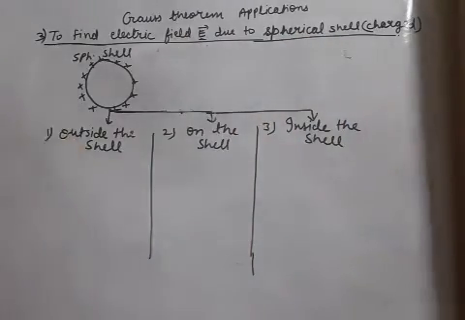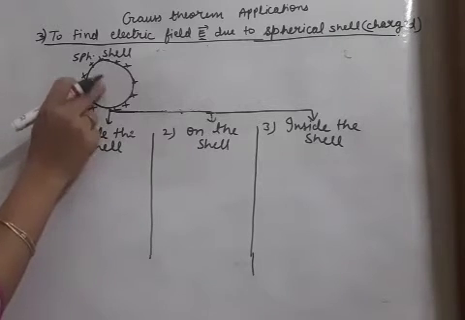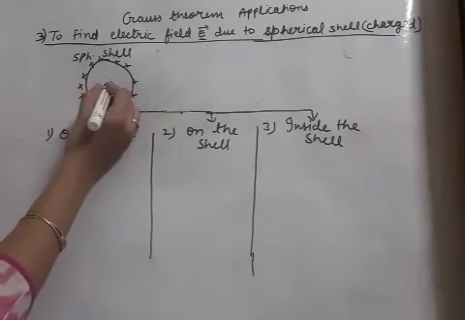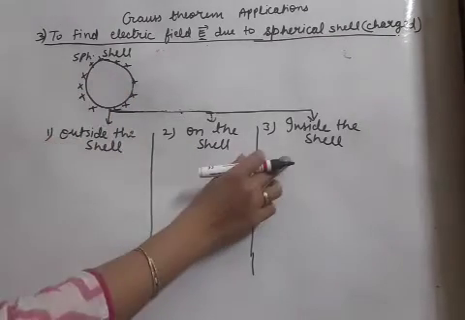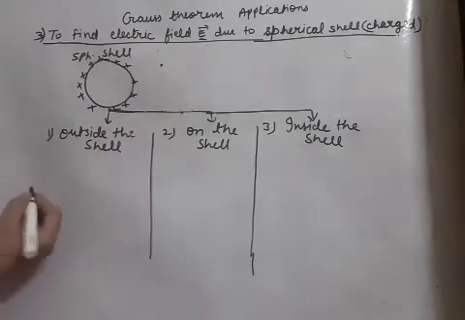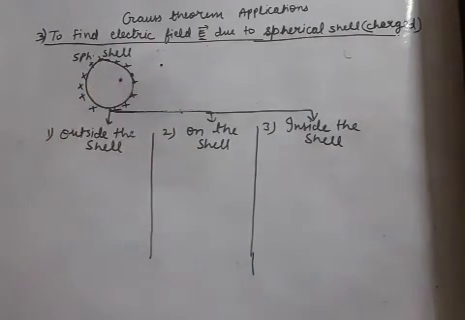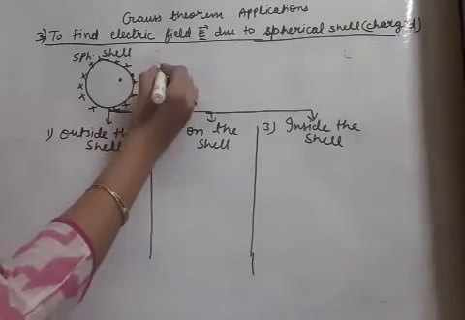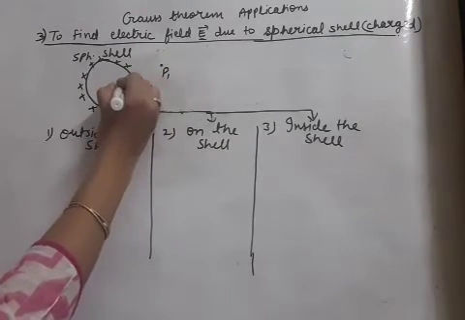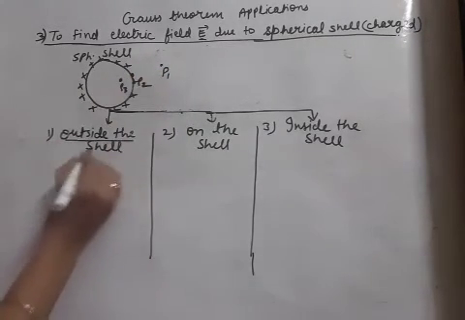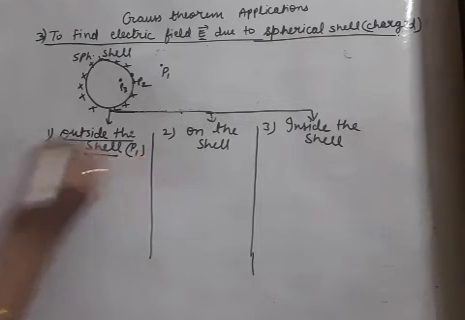Now for the shell case also, since it is hollow from inside, we have to find the electric field for three cases: outside the shell, on the shell, and inside the shell. So these are 3 points: P1, P2, P3. Firstly, we will solve for outside case.